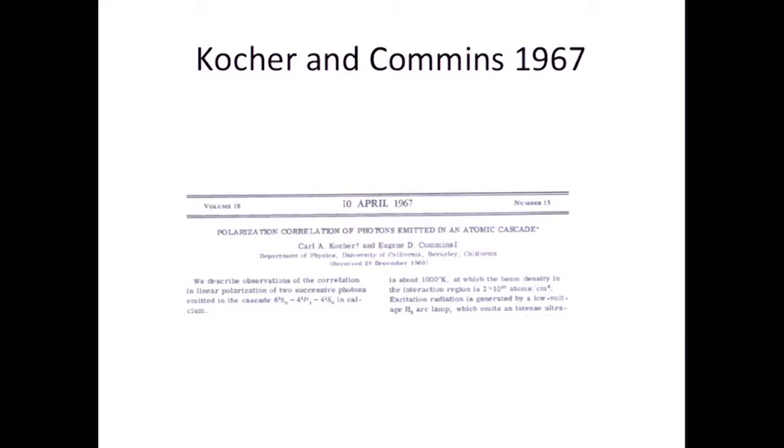I say that because some people say that the Freedman-Clauser experiment was the first thing to demonstrate quantum entanglement. That isn't quite true. It was the first experiment to demonstrate quantum entanglement without hidden variables. That is, it showed that hidden variables did not account for it.